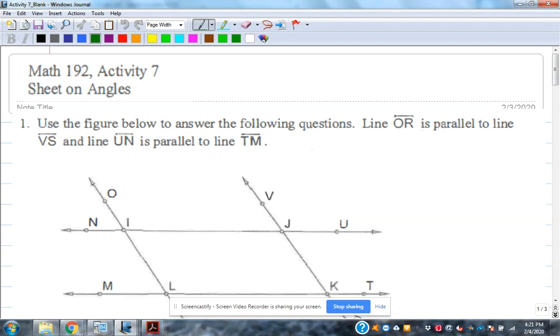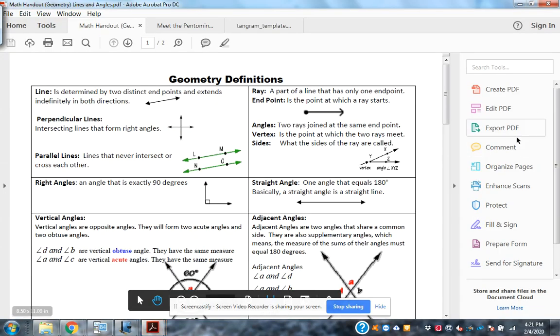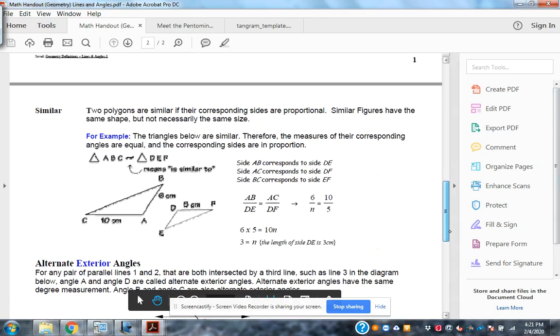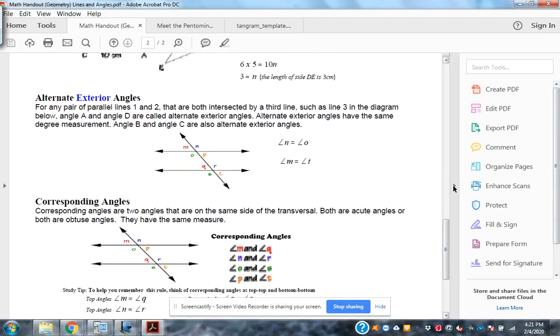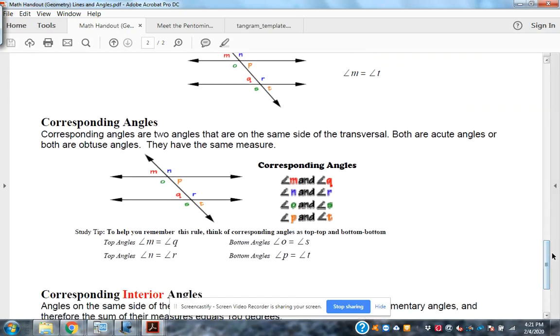So when we look at those pictures, I'm going to flip over here to that page. Right there, the alternate exterior, this one has some color in it. I didn't get color copies for you guys, but corresponding angles is usually where we start. So let's go ahead and just do those first because there's more of them.